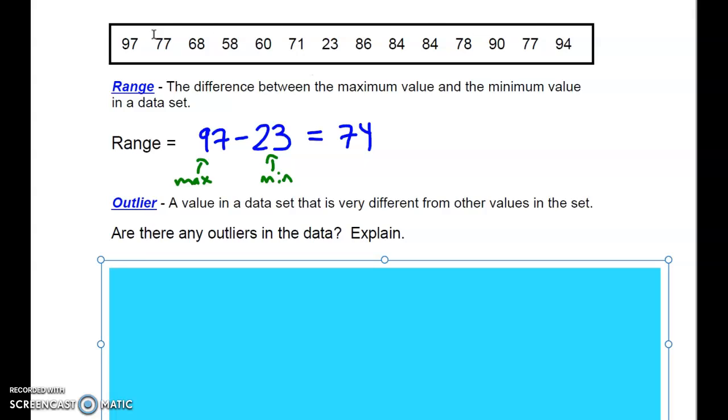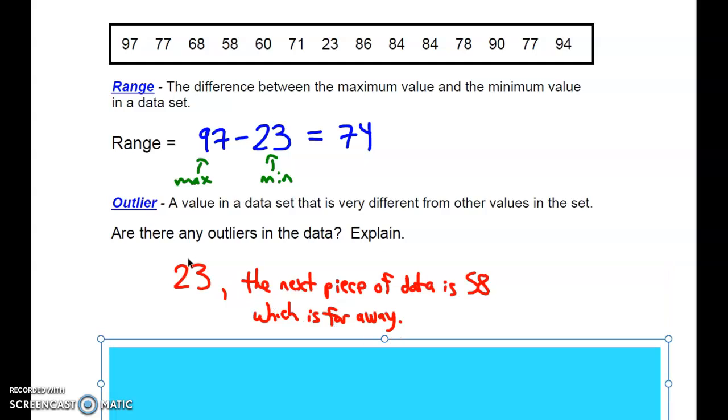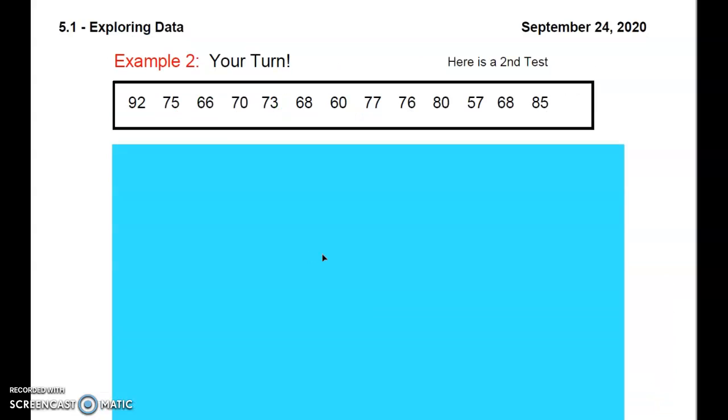When you look at these numbers, the majority of them are quite large, right? They're high, they're close to 100. But keep looking through, right? 94, 77, 90, 78, 84, 86. Oh, and then 23. Now, does 23 look like a similar number to the rest of the data? Not really, right? So 23, the next piece of data is 58, and that's really far away. So our outlier in this data set is 23, okay?